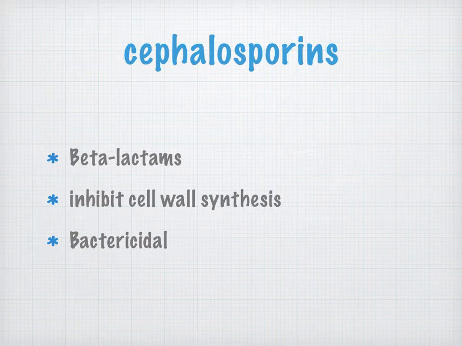So I'm going to start off with cephalosporins, and I know that in the beta-lactam class of drugs there are more than just cephalosporins. There are the penicillins, but those are pretty easy to remember. And so I'm going to start off talking about cephalosporins, which, as I mentioned, are a beta-lactam group of drugs. They inhibit cell wall synthesis, and they are bactericidal, which means that they can kill bacteria.